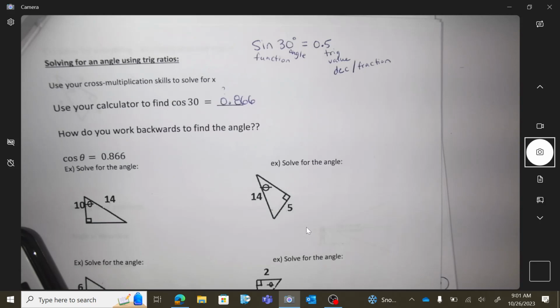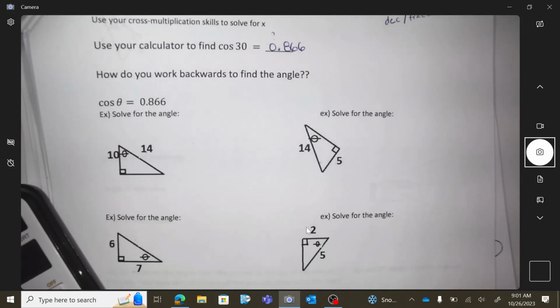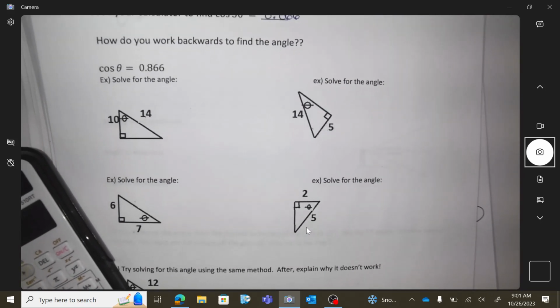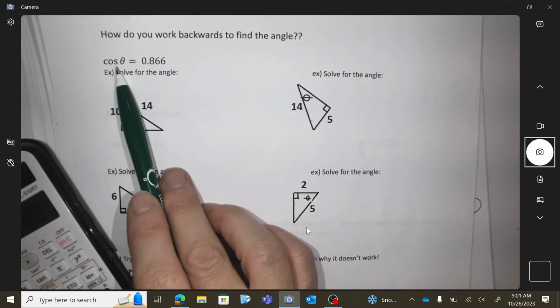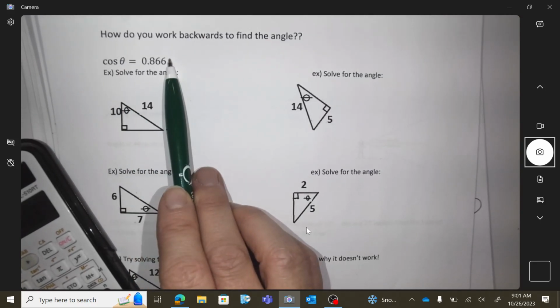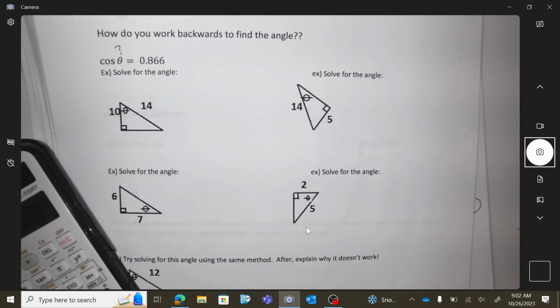So now, let's pretend that we don't know that anymore. This time, I'm going to get that off my screen. This time, the cos of the angle equals 0.866. How will I figure out what the angle is? You know the answer is 30 degrees from before, but how can you get that?